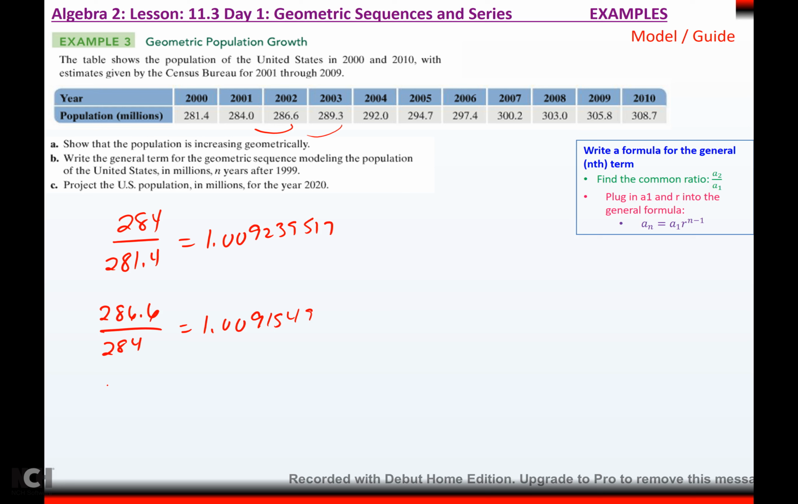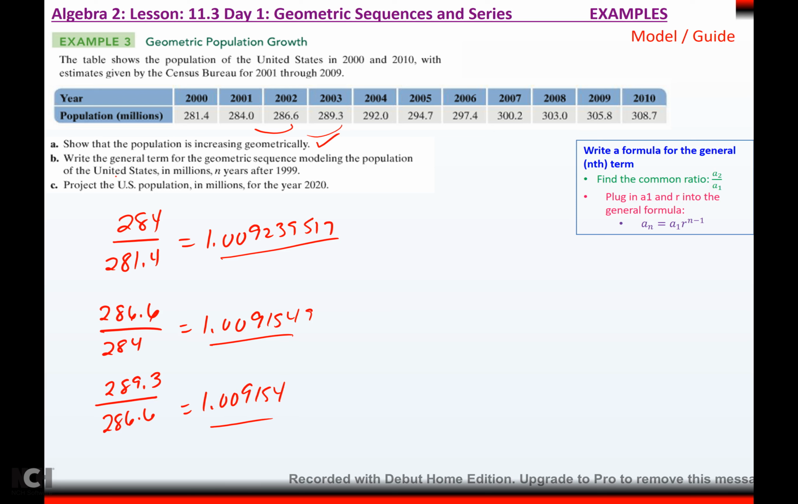Try the next one. 289.3 divided by 286.6. You get 1.009154. So, yeah, I get the same ratio every time. That shows that it's increasing geometrically.